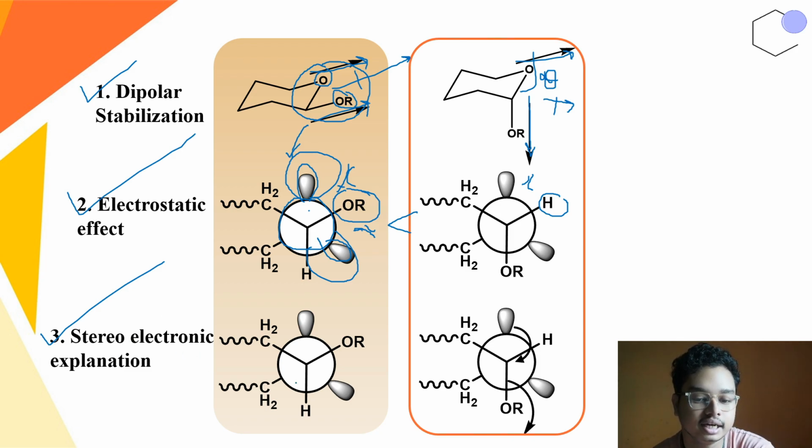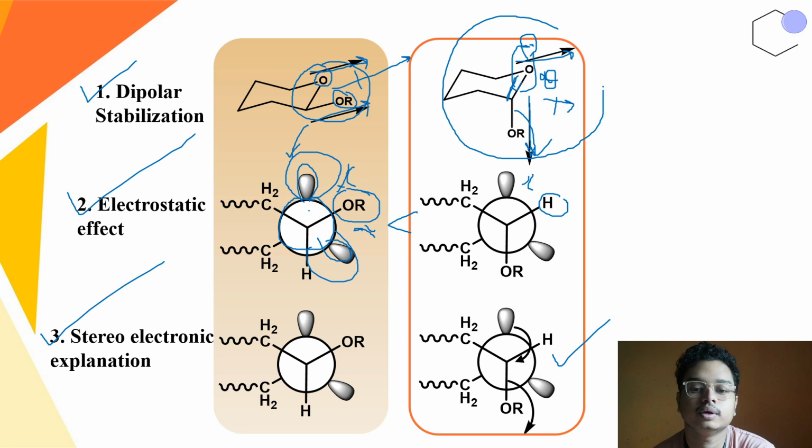Stereoelectronic explanation says that when the diaxial form is there, the lone pair attacks here, and this particular OH group or OR group present here leaves and gives a partial double bond characteristic. Due to the formation of this partial double bond characteristic, this particular structure gets the highest priority. So that's how we are justifying the anomeric effect in the case of cyclohexane structures, or this type of substituted cyclohexane structures.